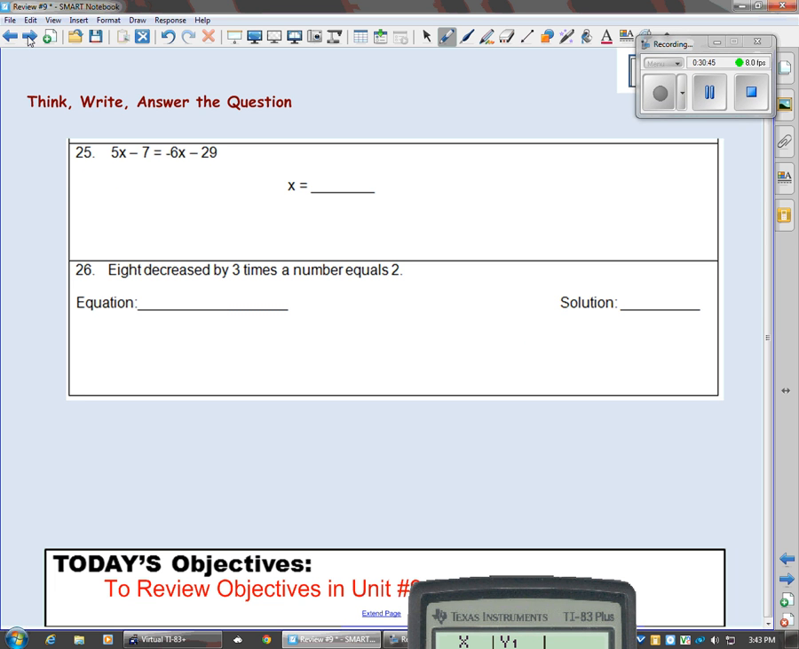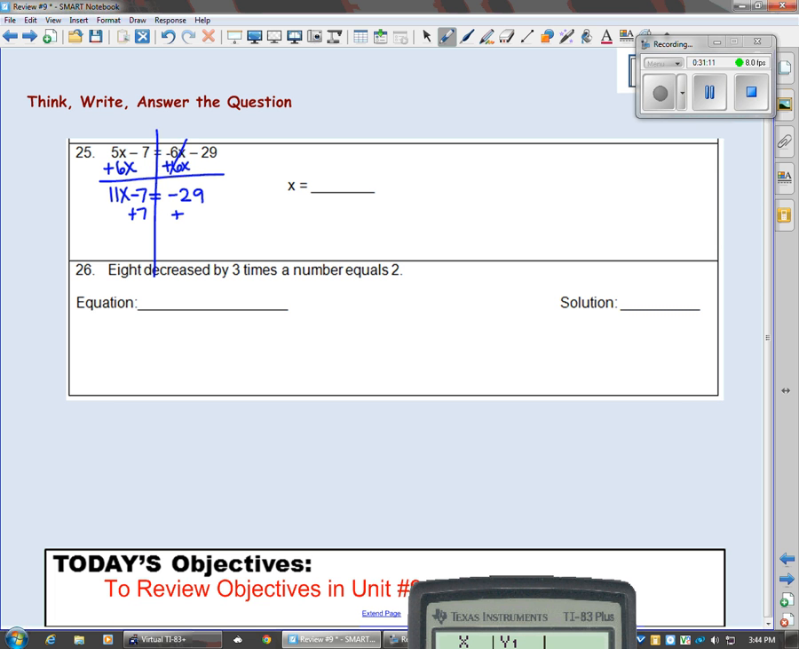Okay, 25 and 26 are review problems. We have no parentheses. We have nothing to combine on each side, so we get to where we start adding our like terms on to each side. I'm adding 6x, so I get 11x. Bring down the negative 7, bring down the equals, bring down the negative 29.